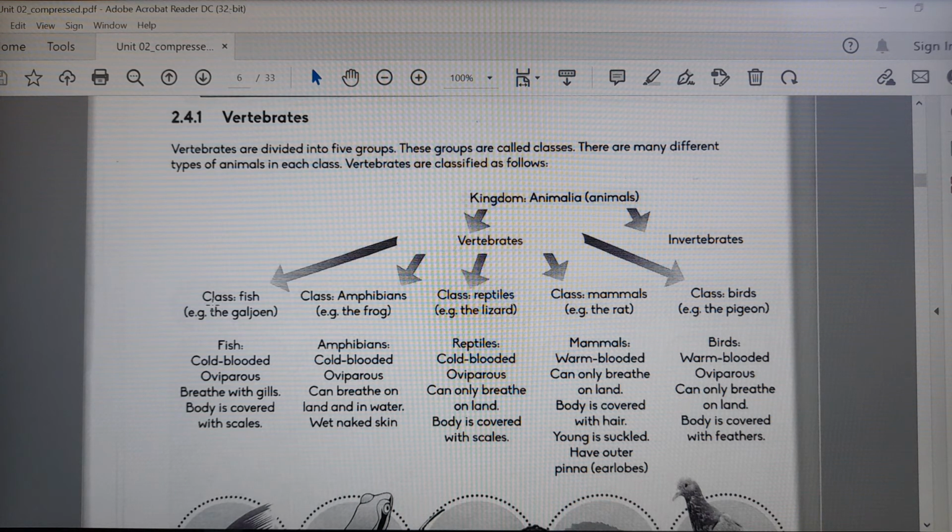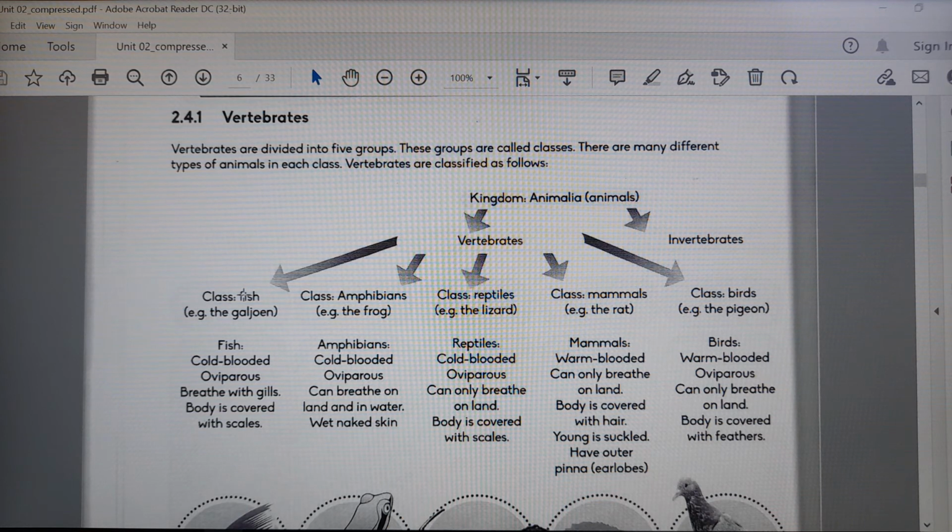The first class is fish, the second class is amphibians. An example of fish is the gulgune, and for the second class, amphibians, the example is the frog. Then we have reptiles, and the example is the lizard. We have mammals, the example is the rat. We have the birds, and the example is the pigeon.